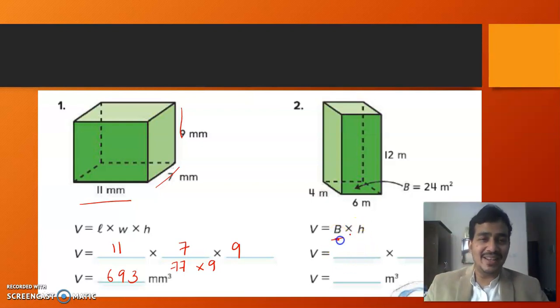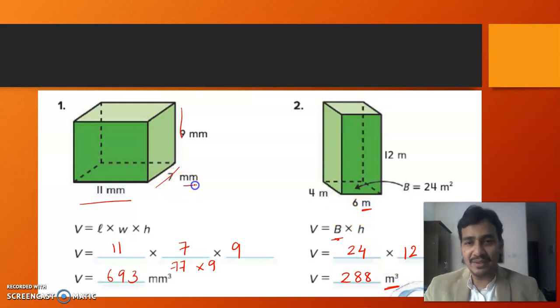Again for this one, which you are seeing here. The base area is 24, it is given. So just multiply 24 with 12. So you get 240 and 48. So 288 meter cube, because this is given in meter and this was given in millimeter.